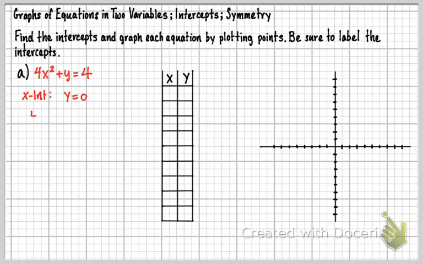So this is going to be 4x squared plus 0 equals 4. And then I get 4x squared equals 4. Then I divide by 4, and I get x squared equals 1. And then x is going to equal plus or minus 1. So this tells me here I'm going to get 2 x-intercepts.